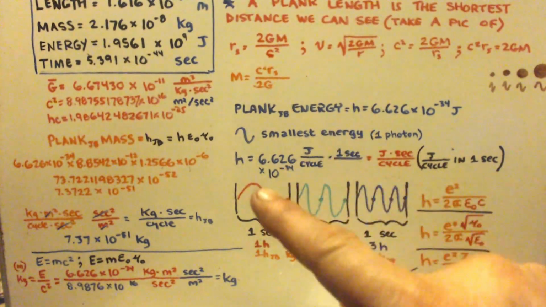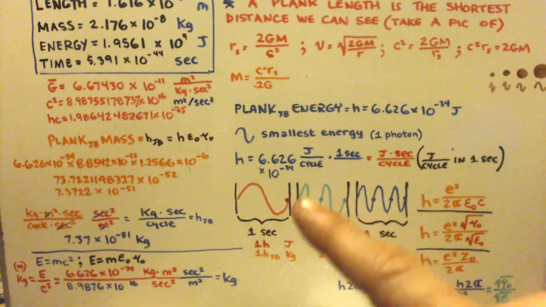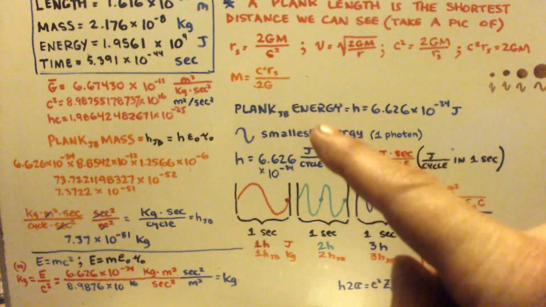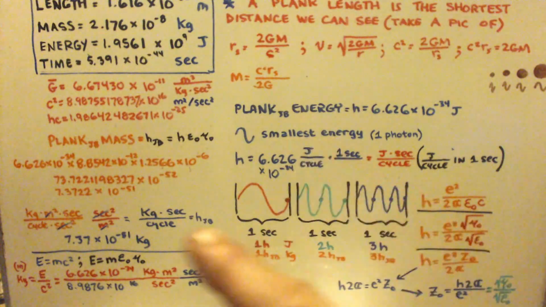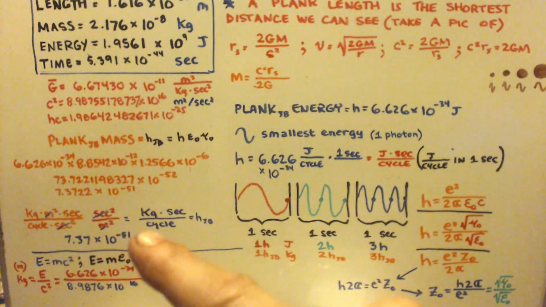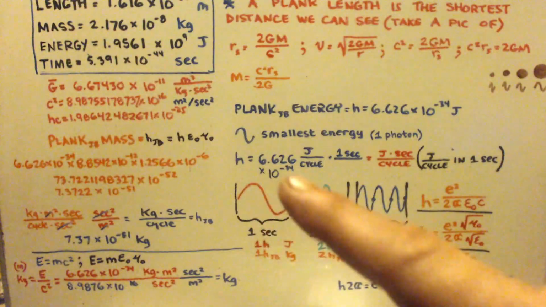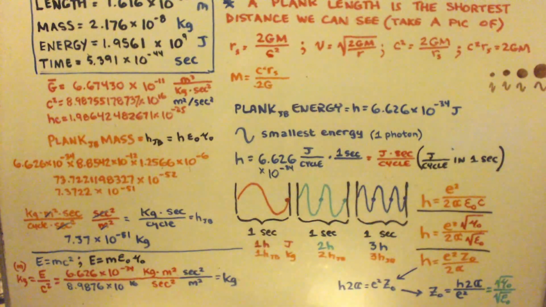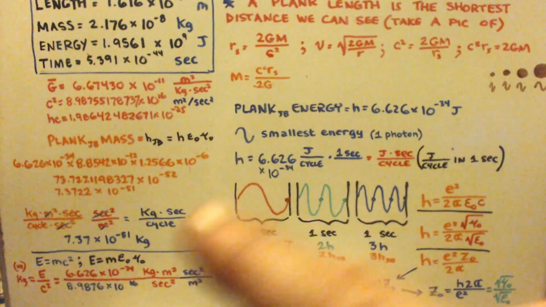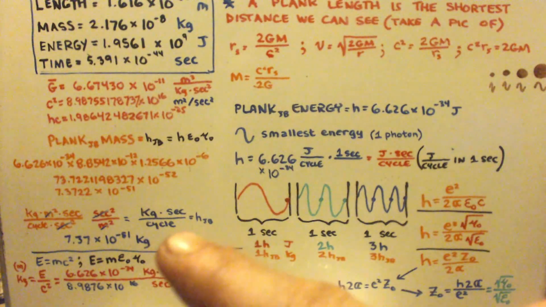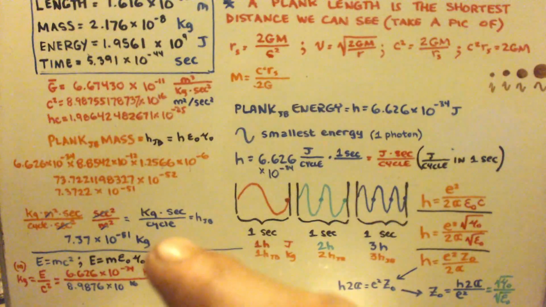They're both talking about what one sine wave. This one is talking about the energy one sine wave would have. This over here is talking about the kilograms that every cycle would have. You can't go smaller than a cycle, right? So this would be your Planck mass, the smallest mass you can have.